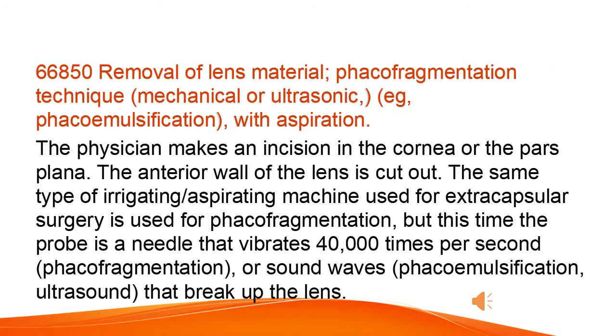Removal of lens material, phaco-fragmentation technique, mechanical or ultrasonic, e.g., phacoemulsification, with aspiration. The physician makes an incision in the cornea or the pars plana. The anterior wall of the lens is cut out. The same type of irrigating/aspirating machine used for extracapsular surgery is used for phaco-fragmentation, but this time the probe is a needle that vibrates 40,000 times per second, phaco-fragmentation, or sound waves, phacoemulsification, ultrasound, that break up the lens.